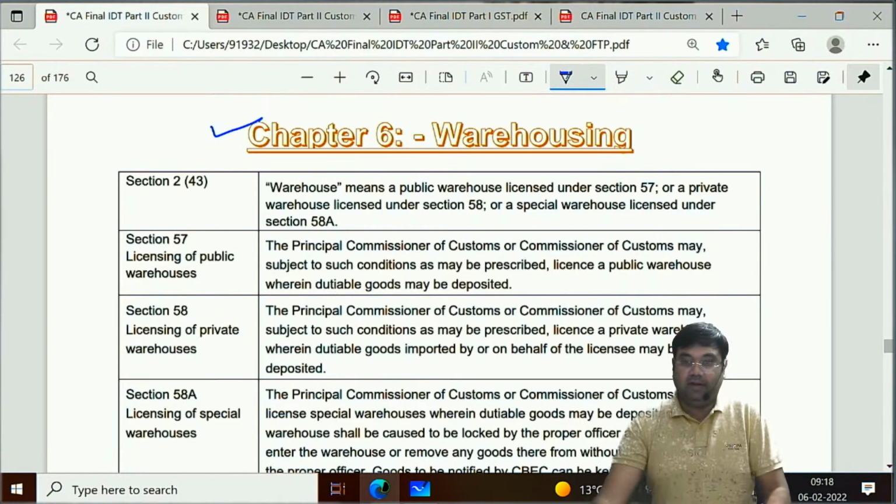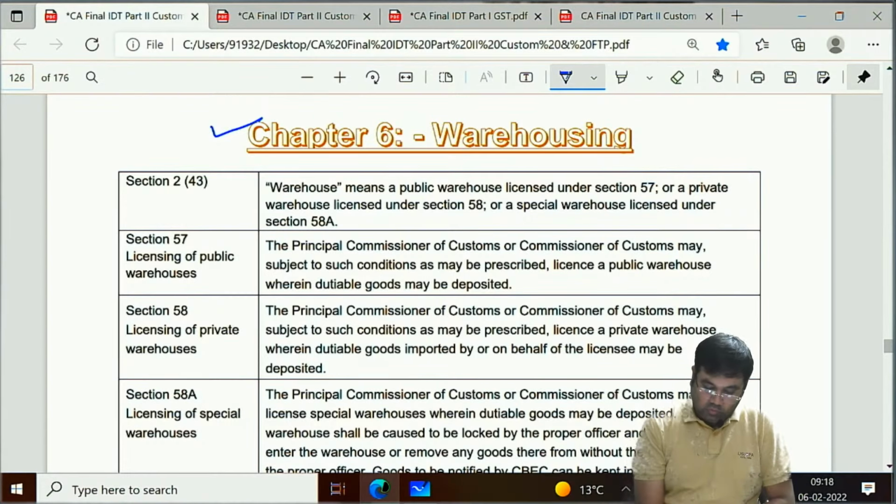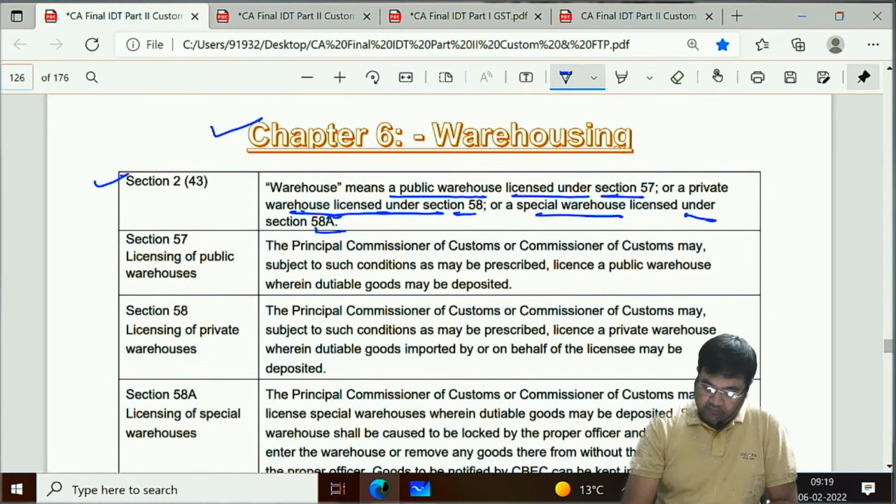Okay, so now let's start the provision related to warehousing. Okay, section 2 clause 43. What is the definition of warehouse? Warehouse means a public warehouse licensed under section 57 or a private warehouse licensed under section 58 or a special warehouse licensed under section 58A.